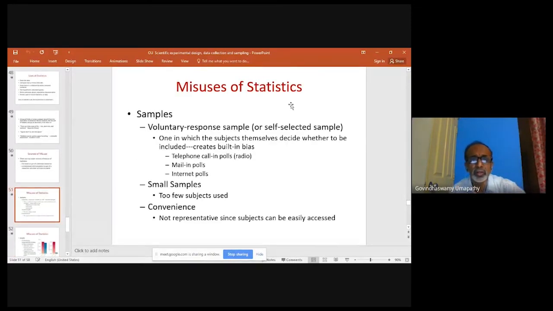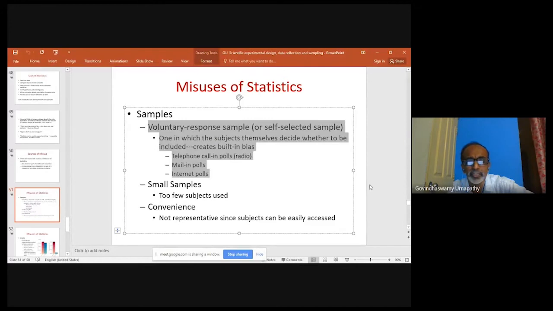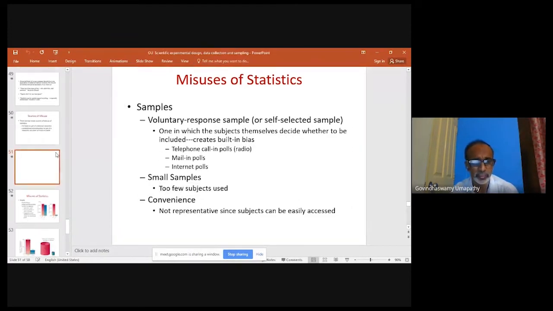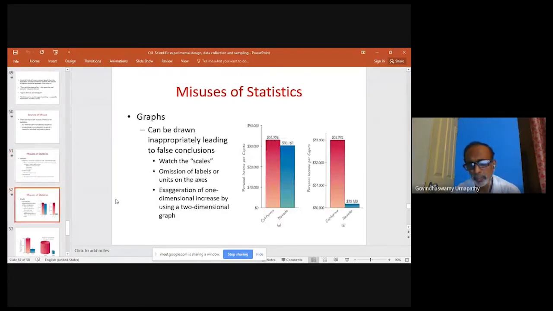You can also have misuse of statistics through sample size, done voluntarily. As I mentioned previously, you purposely collect information selectively so that you get data that favors a particular idea or hypothesis which you proposed. Also, too-small samples: I purposely reduce the size so that I get what I wanted to show others. That was possible. And the last one is convenience. People conveniently change data accordingly. It's not an original representation of the data. People can do that.